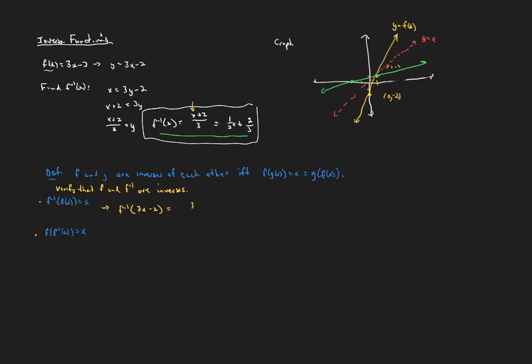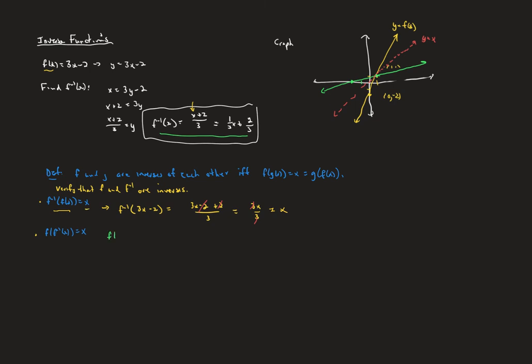So that's going to be 3x minus 2 goes in for the x, and then we have the plus 2 over 3. Now we can cancel those 2's, and this is going to become 3x over 3. And then we can cancel the 3's, and we do in fact get x. So f inverse of f of x is indeed equal to x.